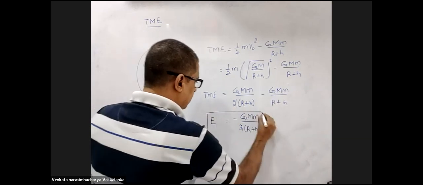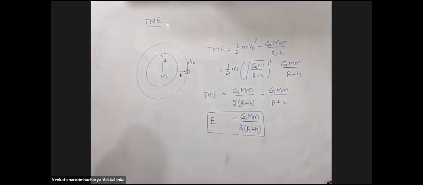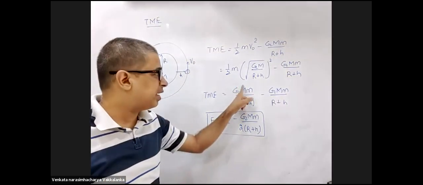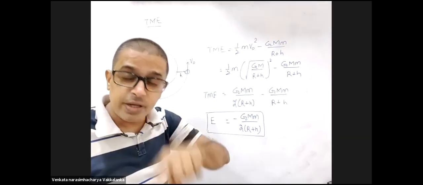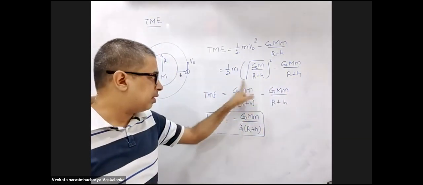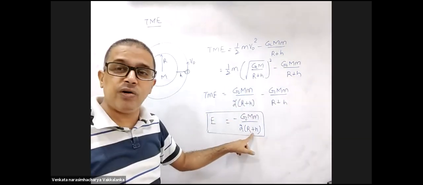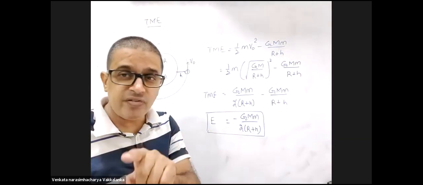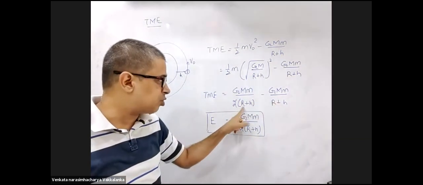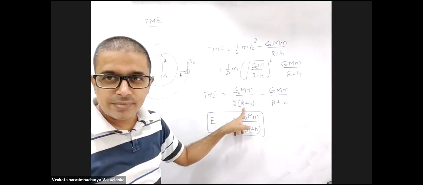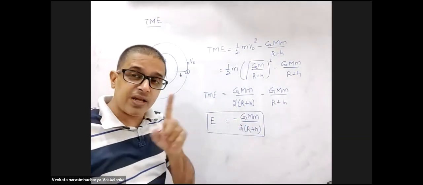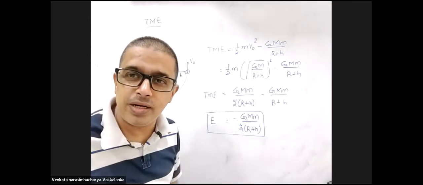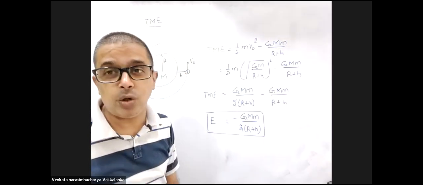Total mechanical energy. You have done something similar to this in Bohr's atomic model. Kinetic energy plus potential energy. There also, if you remember, the value of kinetic energy and the value of total mechanical energy are the same in magnitude. There also, potential energy was 2 times kinetic energy. And the negative sign is very important. In Bohr's atomic model, the first orbit is minus 13.6 electron volts.